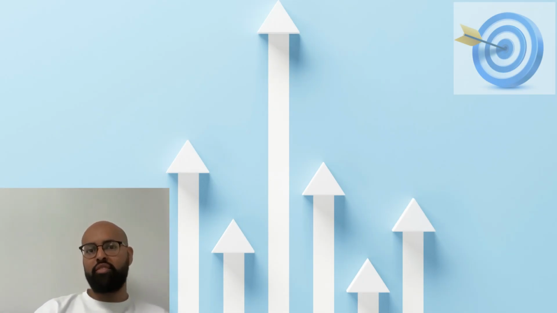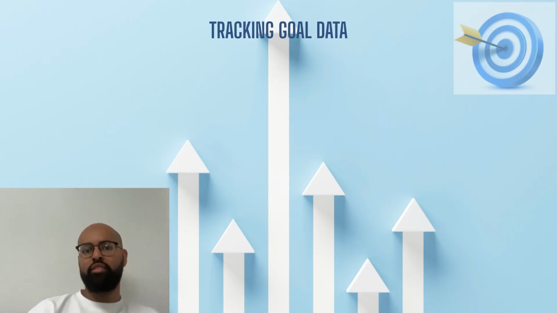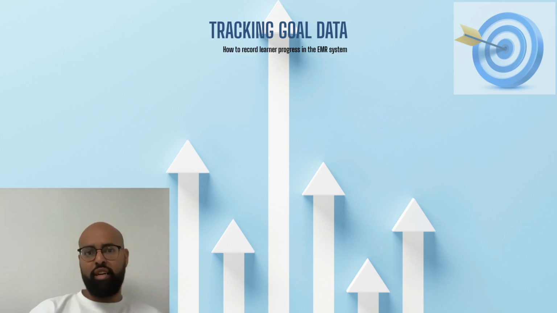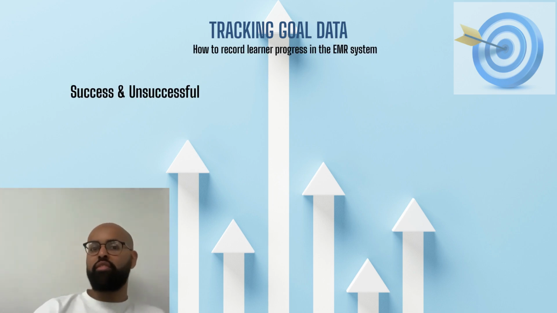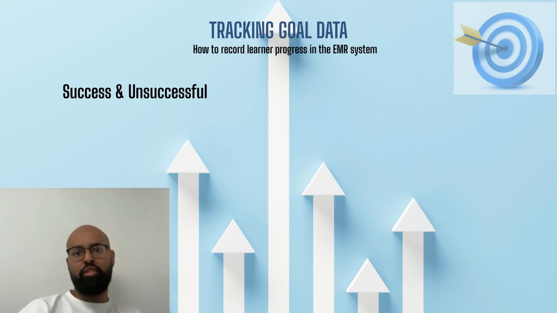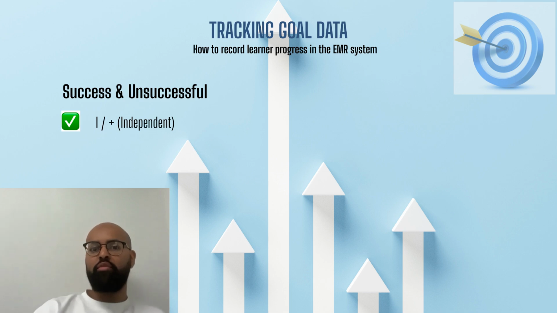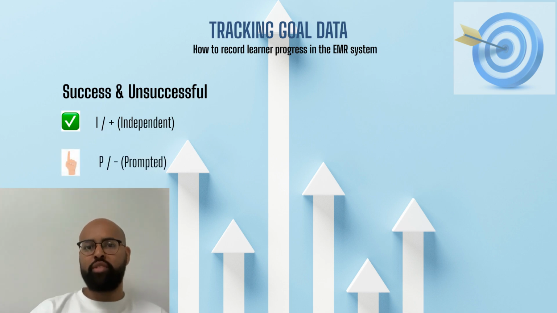Now, let's discuss tracking goal data. Practitioners track data on a learner's attempts at the target behavior using the EMR system. When a learner successfully engages in the target behavior, this means they were independent and is marked as either independent or sometimes with a plus sign. If the learner is unsuccessful, meaning they needed prompts or engaged in challenging behaviors, it is marked as P for prompted, or sometimes with a minus sign.